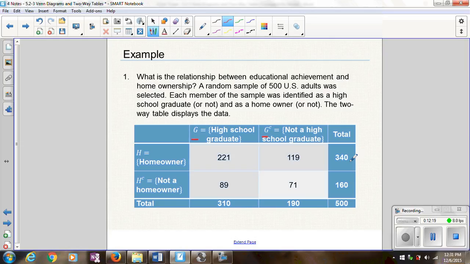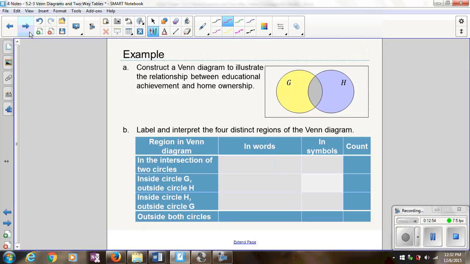We also have whether or not the person is a homeowner. So we're using H to denote that event. H equals homeowner, H complement represents that they're not a homeowner. And the two-way table displays all the information for the 500 people. So basically we have 221 people from the sample that are both high school graduates and homeowners. We have 89 that are high school graduates but who do not own their home. And then we have 119 who did not graduate from high school but still own their home, and 71 who did neither.